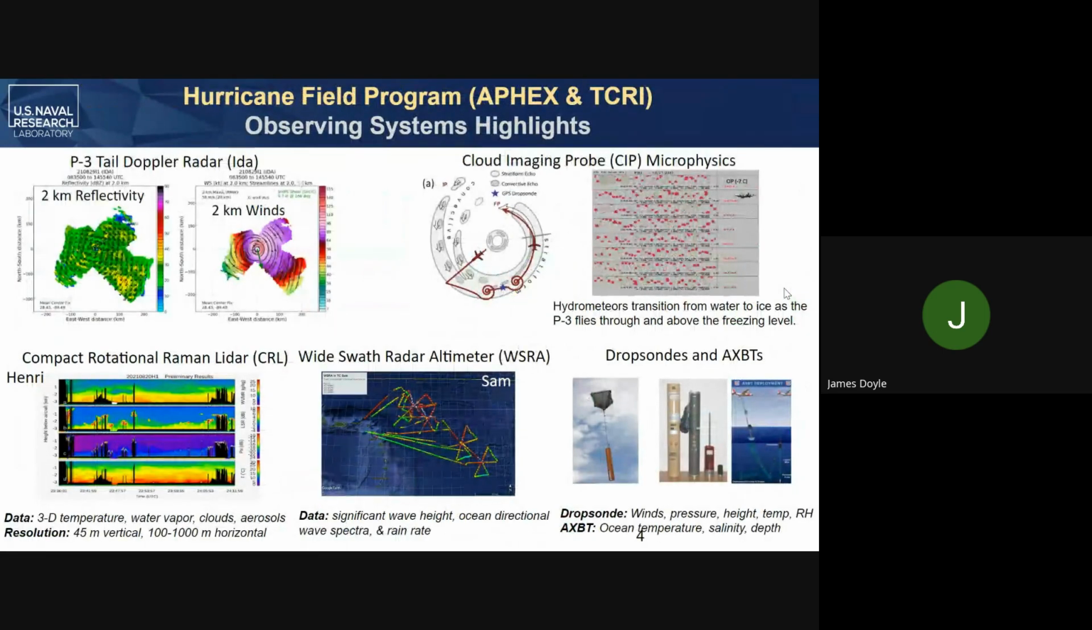And Jason very nicely provided an overview of the capabilities in terms of instruments on board the P3. And just to highlight a few, of course, the TDR is extremely important and brings a lot of information together. And the cloud imaging probe that Jason talked about, extremely important to our program. And Michael Bell and his team have been analyzing a lot of that data. Last year, we had the compact rotational Raman LiDAR available, and other instruments like the WSRA that was on the P3 throughout this program, and of course dropsondes. And we also released quite a few AXPTs, many of them ONR based AXPTs. Next, please.